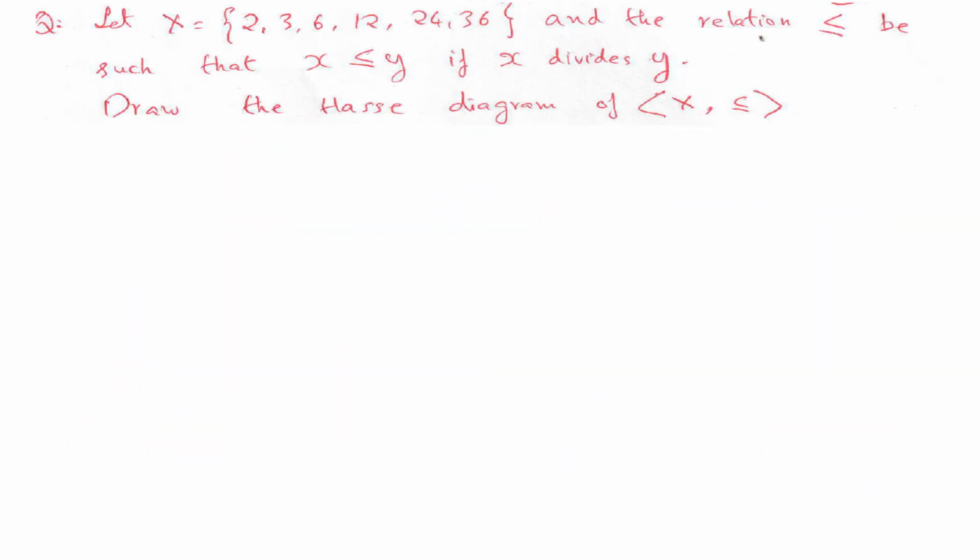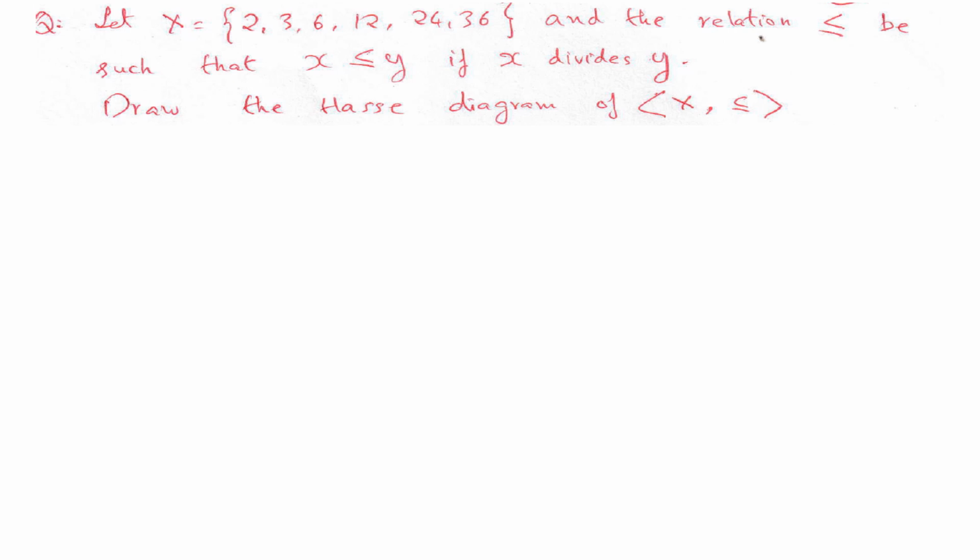Now we'll move on to the next problem. Set X is given as 2, 3, 6, 12, 24 and 36. And here the relation is less than or equal to, such that X less than or equal to Y if X divides Y. See, there are two conditions: X should be less than or equal to Y, and X divides Y. So both should be fulfilled, and you are asked to draw the Hasse diagram.